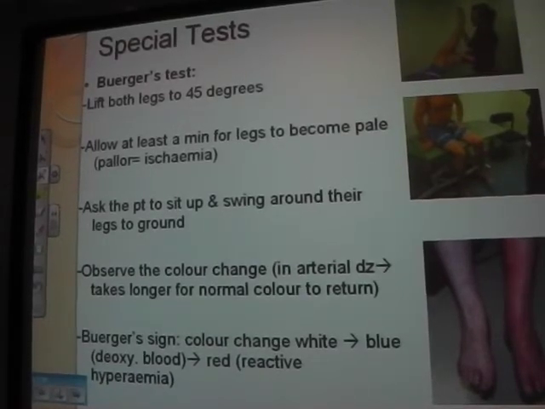Do you want to sit up? And you swing the legs around. Sorry, you can't really see this. What you're looking for is the color change. Now, because of gravity, the blood flow is going downwards, so that's sort of helping the leg.